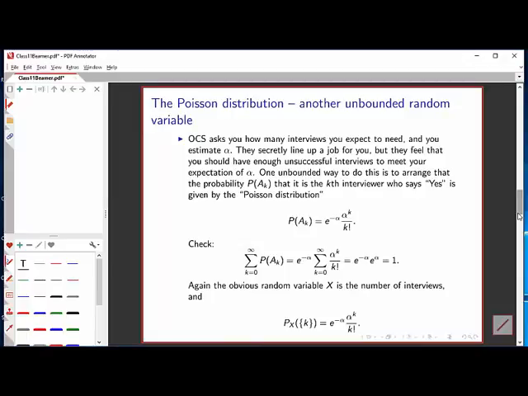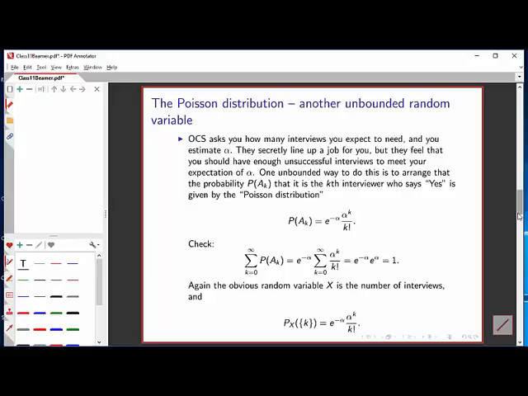Here's another example of an unbounded random variable, the Poisson distribution. This time the Office of Career Services asks you, how many interviews do you expect to need to get a job? And you give an estimate alpha. You say, oh, I think I'll probably need 6.5 interviews or so. They line up a job for you, but in order to fulfill your expectations, they also set you up for some unsuccessful interviews, and they want to do this in such a way that the expected number of interviews that you do before you get the job is alpha.